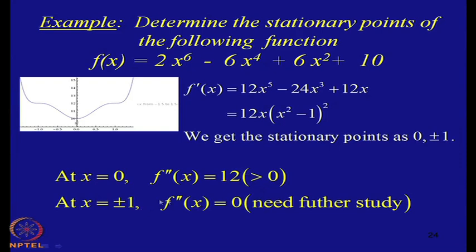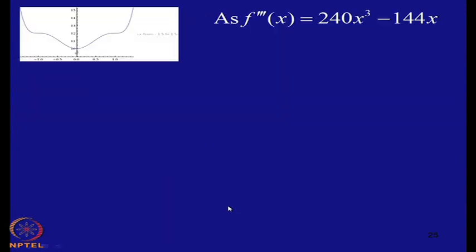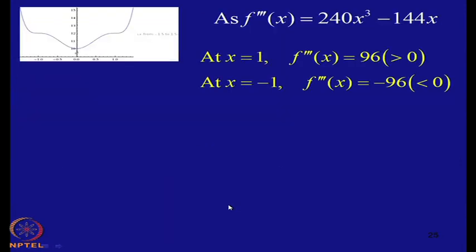We see that the second order derivative is equal to 0. That is why we need further study. We can't say anything again here. We will go for the third order derivative. In the third order derivative, what do we see? We see that at x equal to 1, the third order derivative is positive, and at x equal to minus 1, the third order derivative is negative.